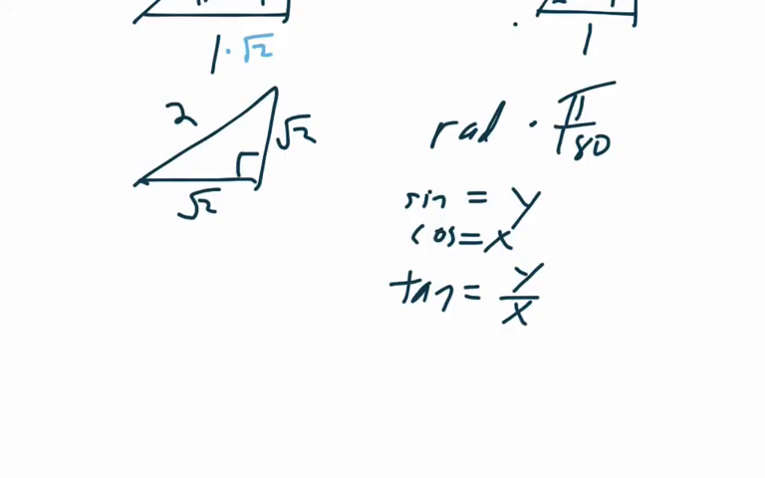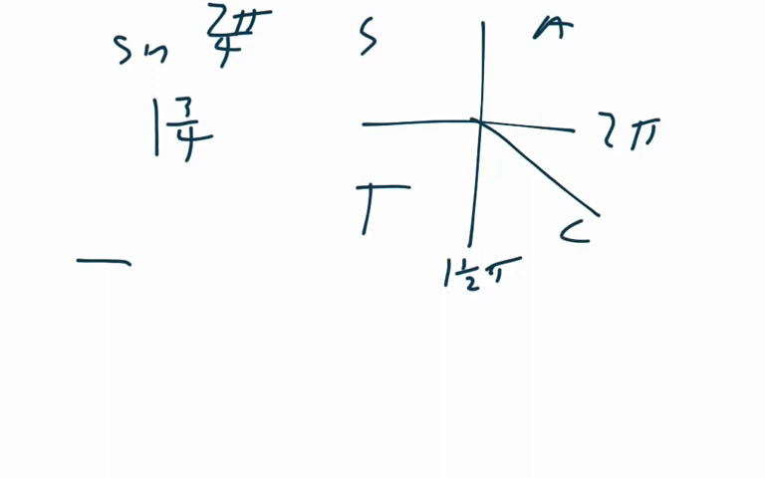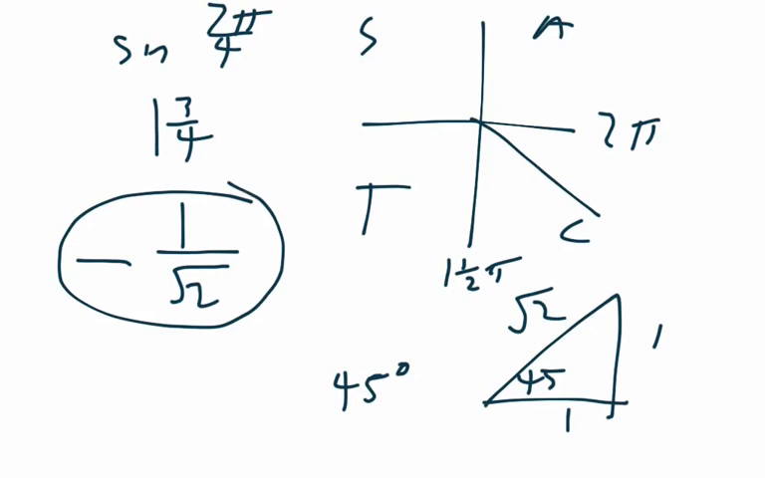So if I ask for the sine of 7 pi over 4, first we figure out that that's 1 3/4 pi, which means 1.5 pi, 2 pi, down over here. So the sine is negative in the fourth quadrant. Then we get our 45-degree angle, 1 in the square root of 2. Sine is opposite over hypotenuse, and that is my answer.